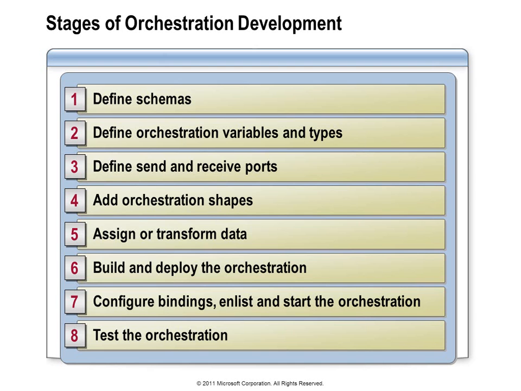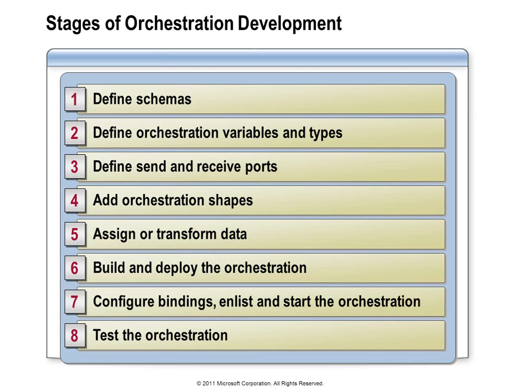At some point, you will probably need to use shapes that allow you to assign new instances of messages, or to create one message out of another by executing a map. So once you have all of the shapes arranged and configured to meet the requirements of your business process, you'll need to build your orchestration. And at that point, Visual Studio will compile your orchestration into a class within an assembly. And it also gives you the option to deploy your assembly out to the BizTalk runtime environment.